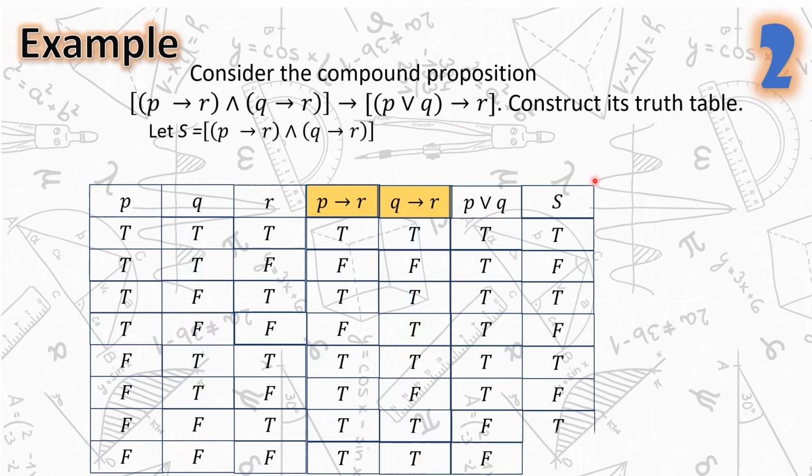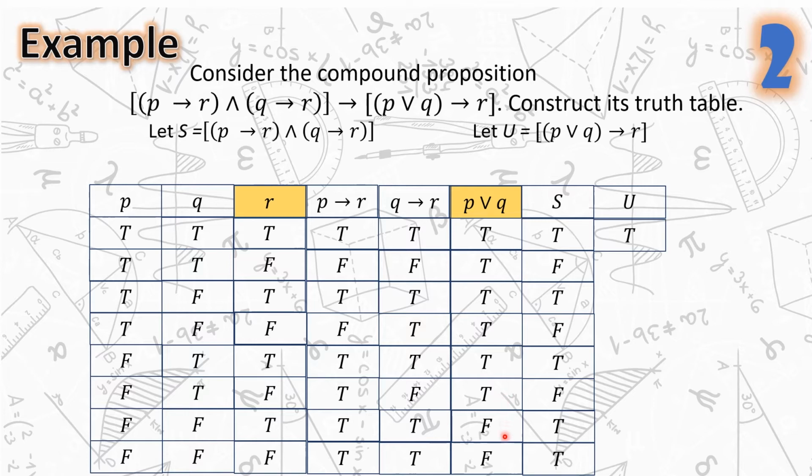True. Next, let us have the implication P or Q implies R, and let us have it represented by U. So focus our attention at column P or Q and column R. This is an implication. Then for this to be false, P or Q must be true and R false.